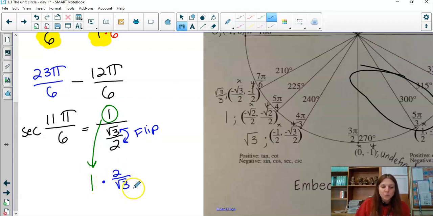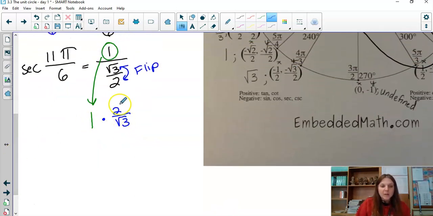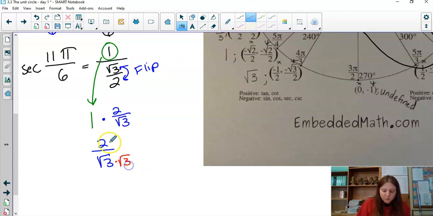1 times 2 over root 3. Well, if you multiply 1 times anything, it ends up being that same number. And then you need to rationalize this denominator. You can't leave that square root of 3 at the bottom. You have to rationalize it. So this whole thing would equal 2 root 3 over 3.